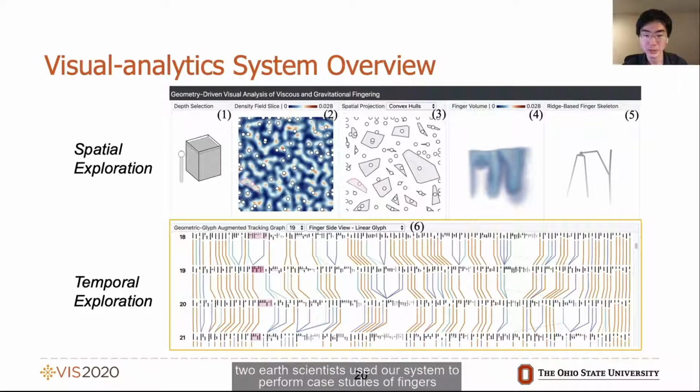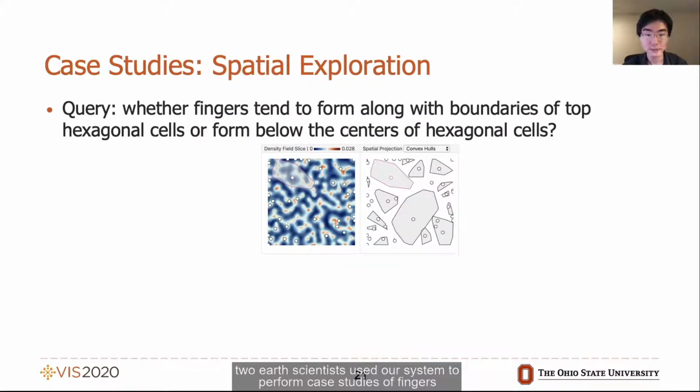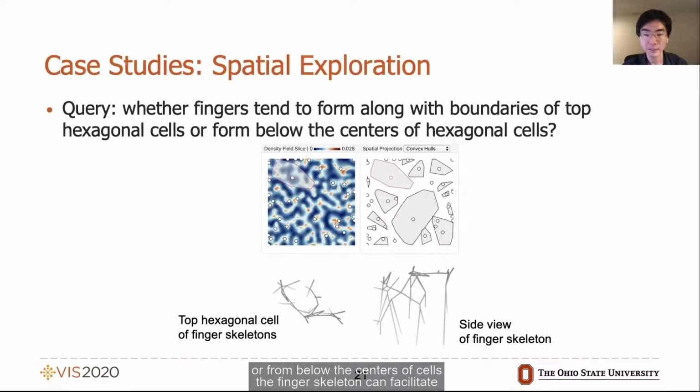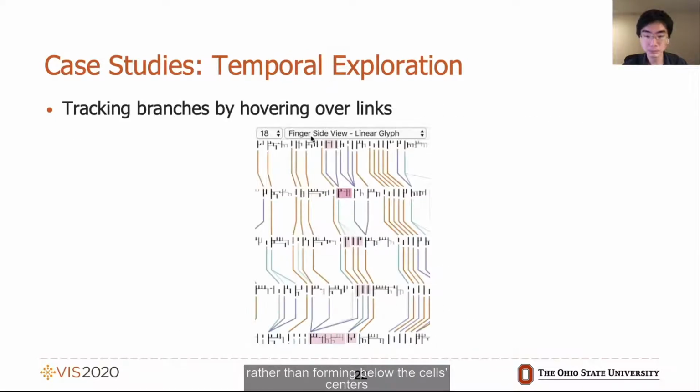2 Earth scientists used our system to perform case studies of fingers. In the first spatial exploration case, scientists were interested in whether fingers tend to form along the boundaries of the top hexagonal cells or form below the centers of cells. The finger skeleton can help scientists answer this query quickly. By rotating the finger skeleton, scientists can quickly find that this finger grows along the top cell's boundaries rather than forming below the cell's centers.